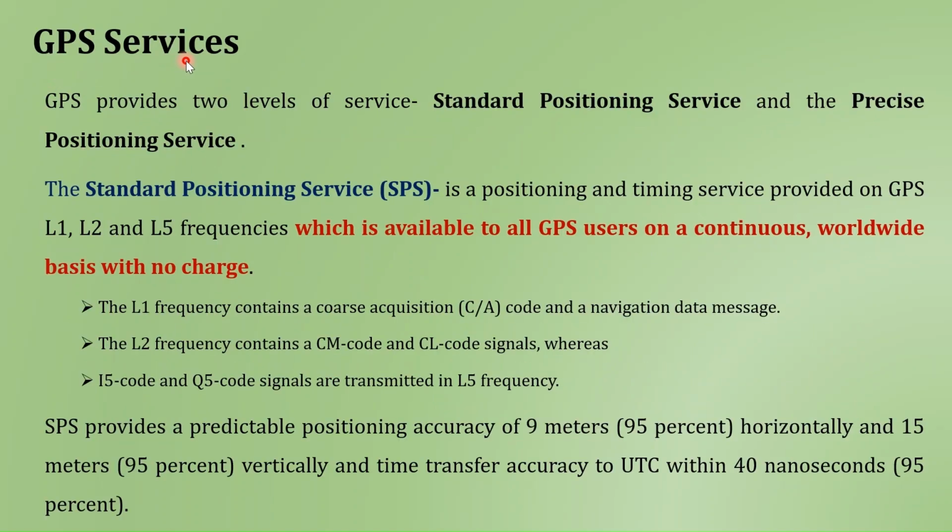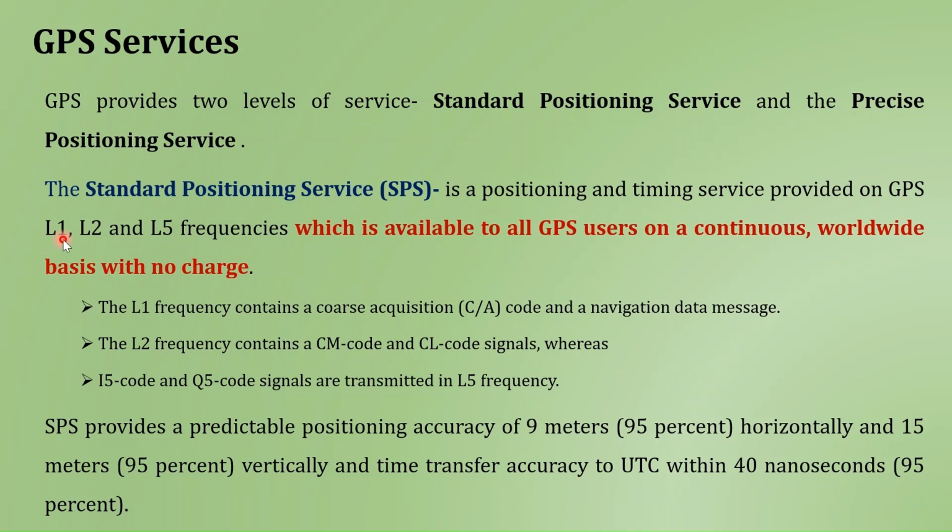Now coming to the GPS services. On the basis of the codes and the availability to civilians or the military, GPS provides two levels of services, the standard positioning service and the precise positioning service. So the standard positioning service is the positioning and timing service provided on GPS L1, L2 and L5 frequencies, which are also referred to as the civilian frequencies, and it is available to all GPS users on a continuous worldwide basis with no charge.